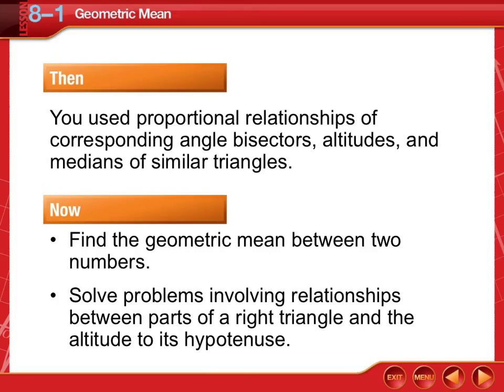The first section here is titled Geometric Mean, and we can also call it Similar Right Triangles. We have been looking at similarity between polygons and triangles, and here we're going to be looking at what that looks like specifically in right triangles. So far we've been looking at proportional relationships between similar triangles. We've shown that the angle bisectors, the altitudes, and the medians scale to the same proportionality.